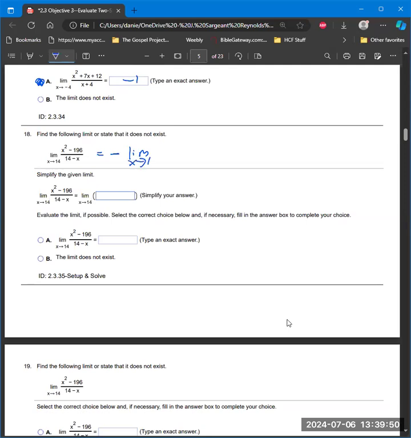X approaches 14. X minus 14, I factored that negative 1 out. This is x plus 14, x minus 14. It's a negative limit. X approaches 14 of x plus 14. Because I don't have the negative on the outside, this is the same thing as a negative x minus 14 in here. So that's going to give me a negative 28 for my answer.